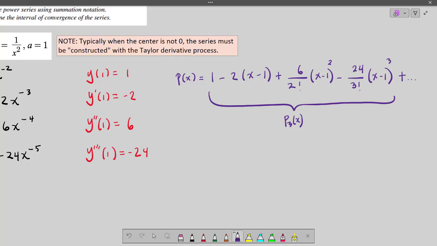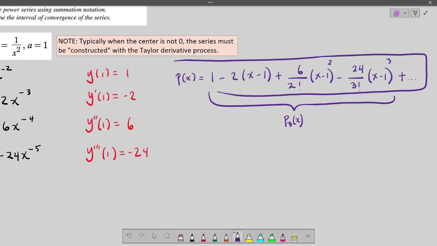Keeping on, if you keep on keeping on with that method of derivative evaluated at the center, you build the rest of the terms. So, Taylor series versus Taylor polynomial. On the exam, if you're asked for a Taylor series, make sure you put the plus ... because that's how you indicate that it goes on forever. So there is our Taylor series.